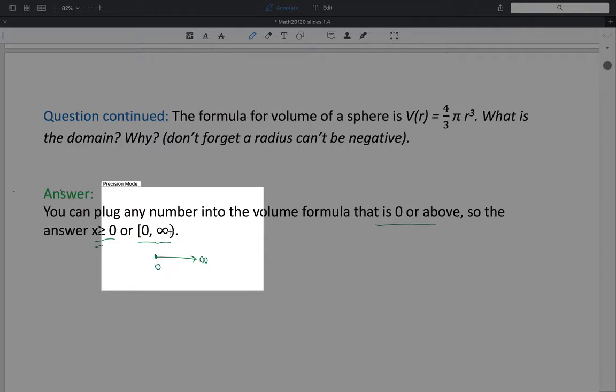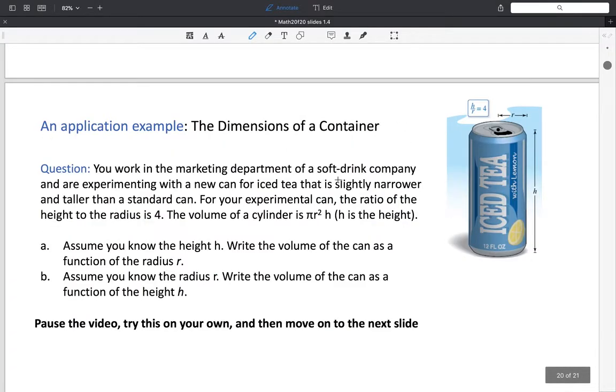And we have a parenthesis here. That means infinity is not included, because it's not a number.